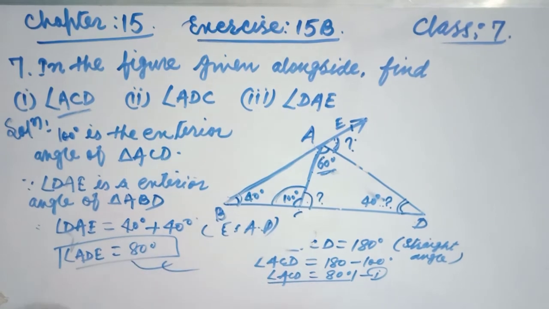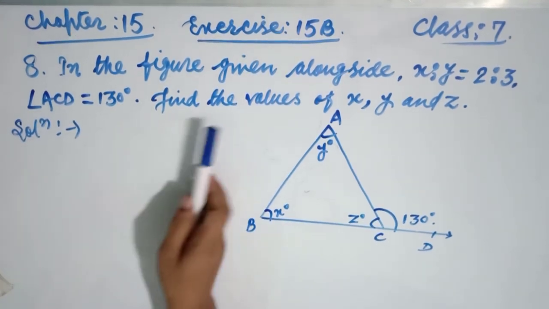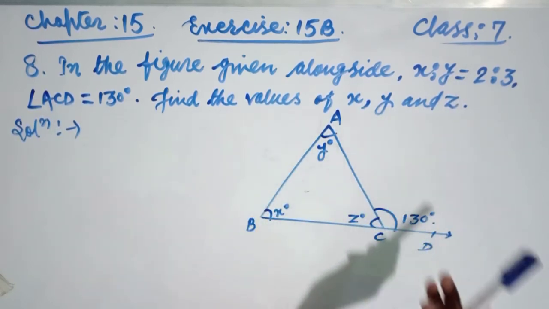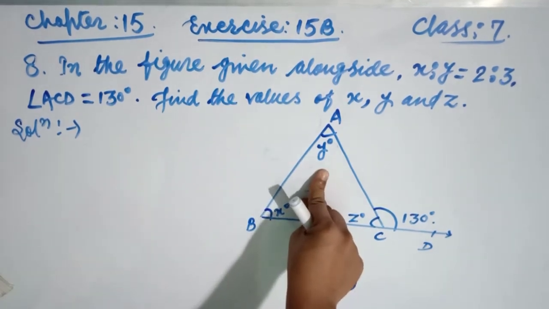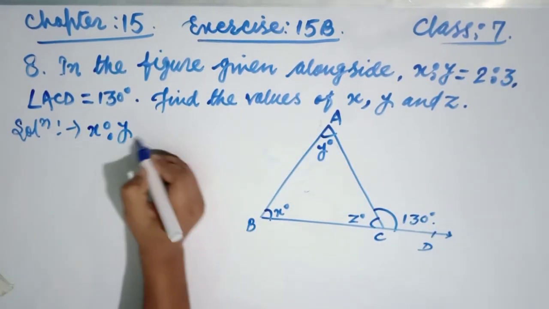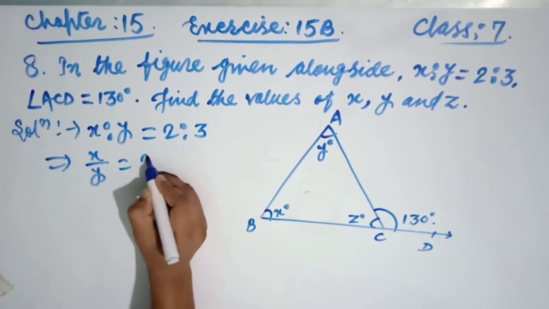Now see, friends, question number 8, the last question of this exercise 15b, and the question is very simple and interesting also. In the figure given alongside, x is to y is equal to 2 is to 3, angle ACD is 130 degree. Find the values of x, y and z. The ratio is given, x is to y is 2 is to 3, so this could be written as x by y is equal to 2 by 3.